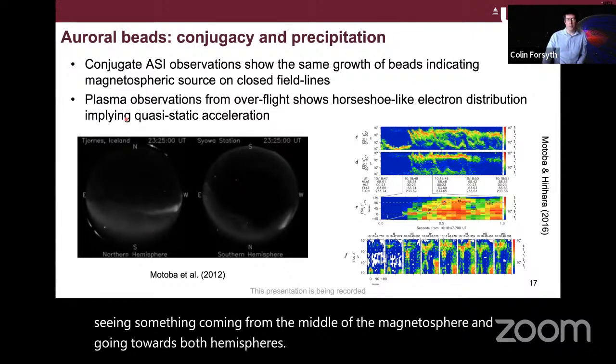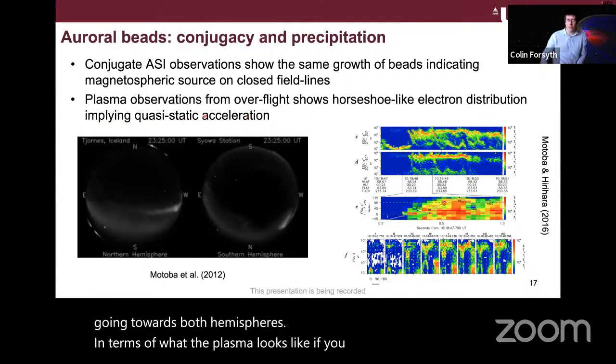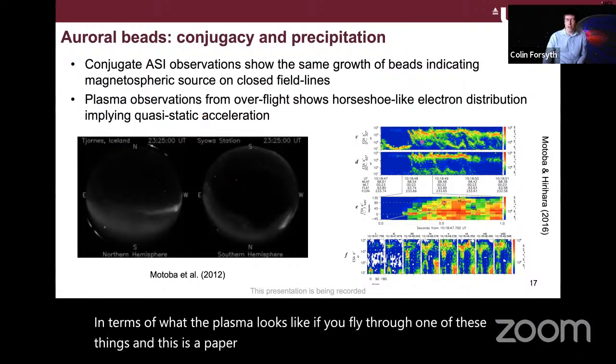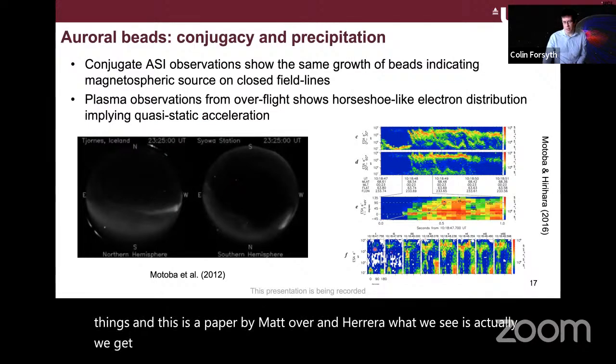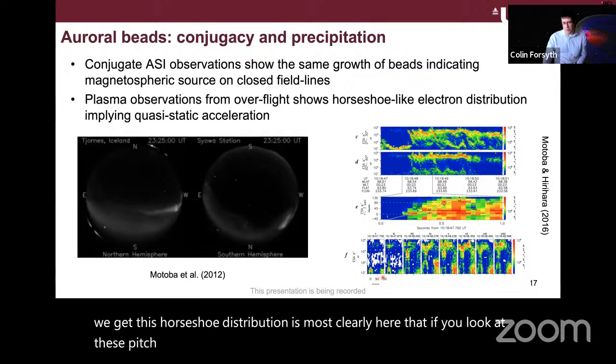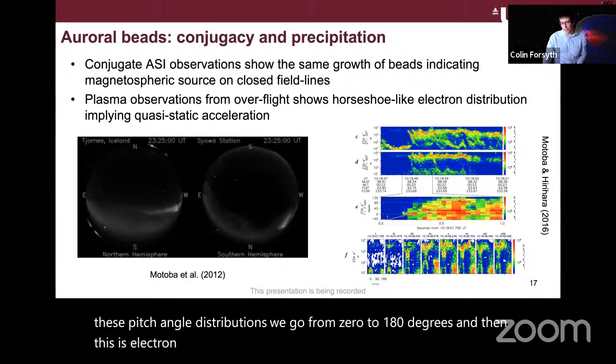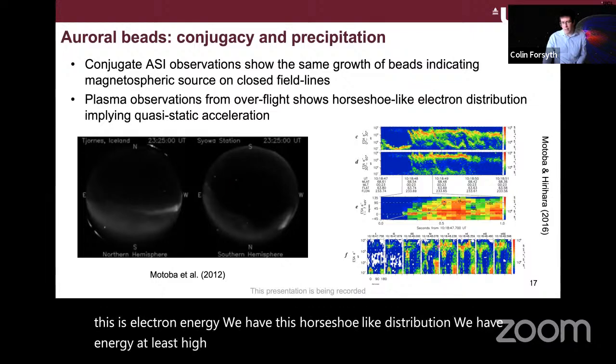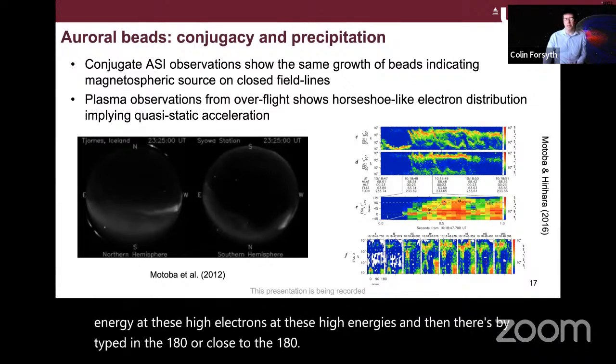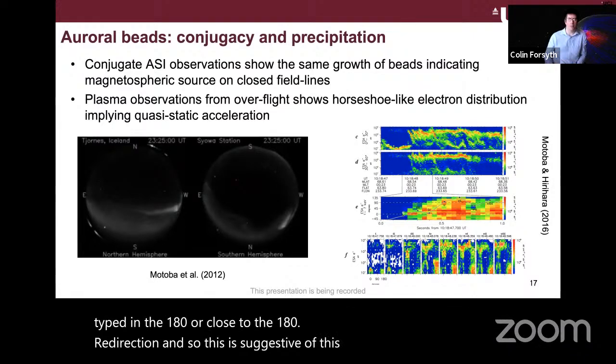In terms of what the plasma looks like, if you fly through one of these things, and this is a paper by Matoba and Hirihara, what we see is actually we get this horseshoe-like distribution. It's most clear here that if you look at these pitch angle distributions, we go from 0 to 180 degrees, and then this is electron energy. We have this horseshoe-like distribution. We have energy at these high electrons at these high energies, and then this bite out in the 180 or close to the 180 degree direction. And so this is suggestive of this quasi-static acceleration process, bringing these particles down to generate the aurora.